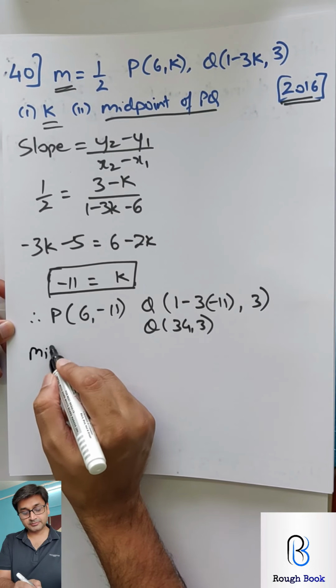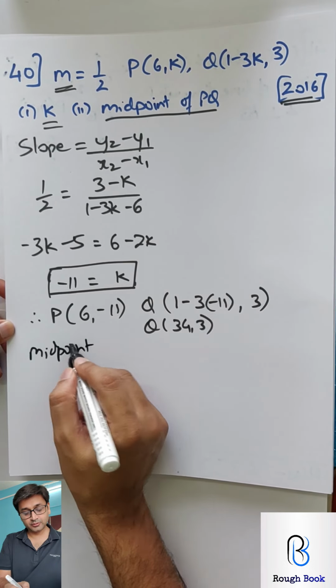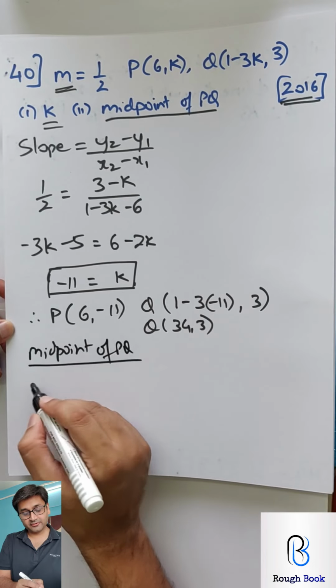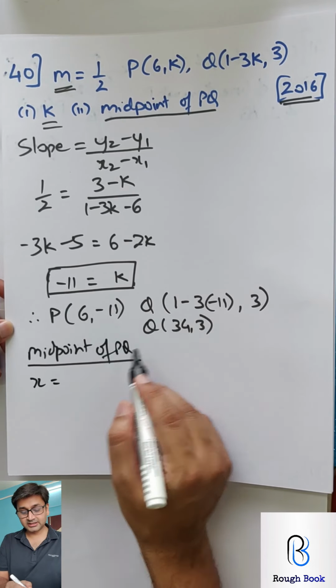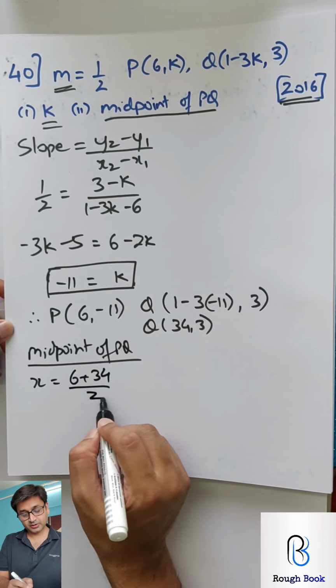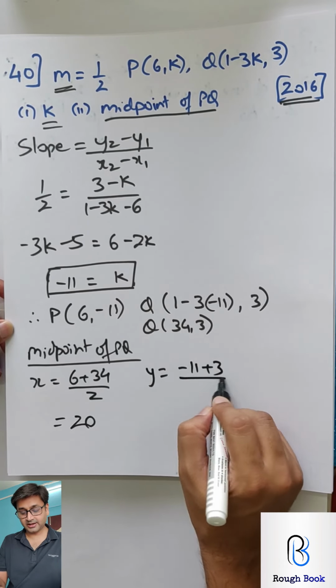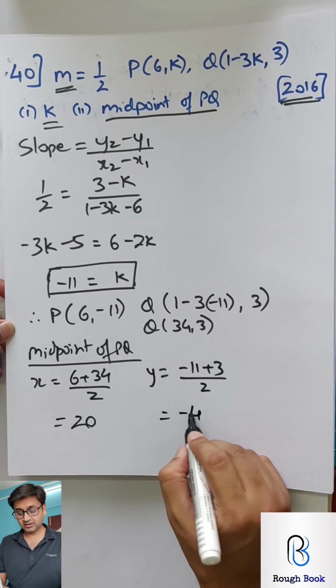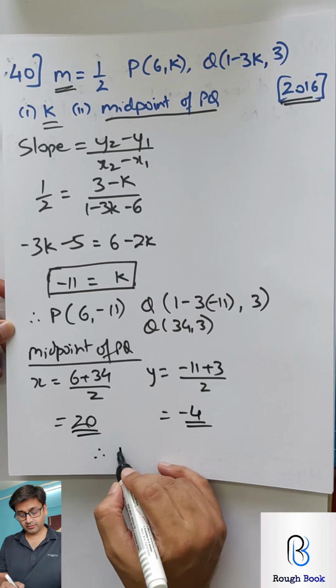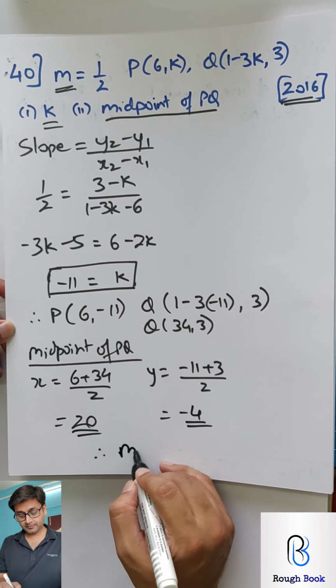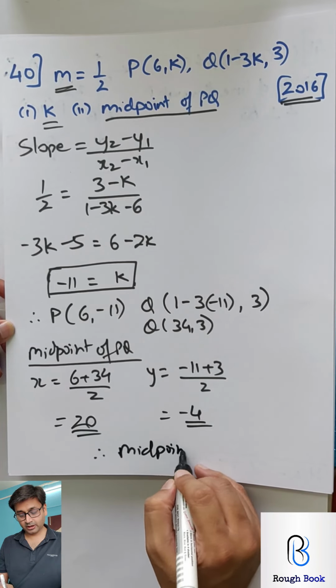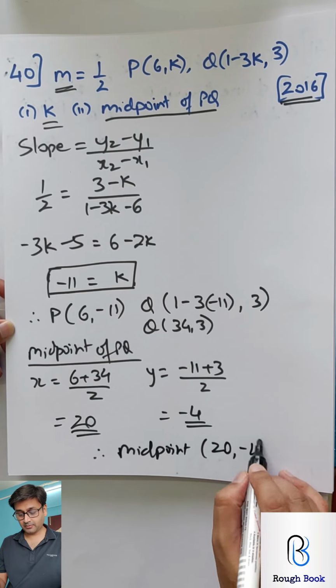So now midpoint of PQ. Apply your formula. X will be 6 plus 34 by 2, so 20. And Y will be minus 11 plus 3 by 2, so minus 4. And therefore the midpoint will be 20 comma minus 4.